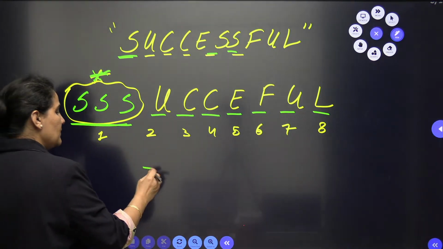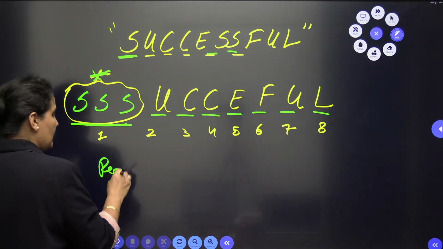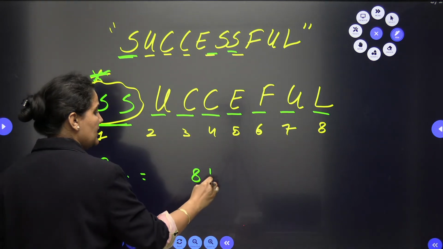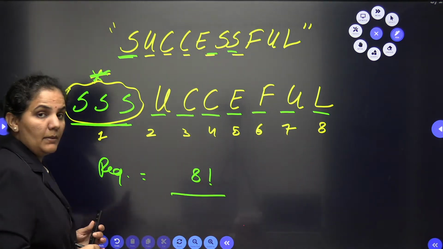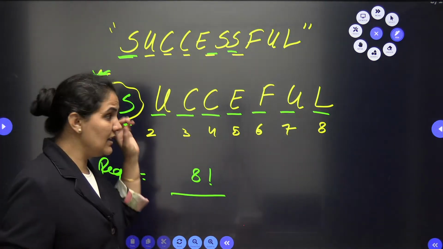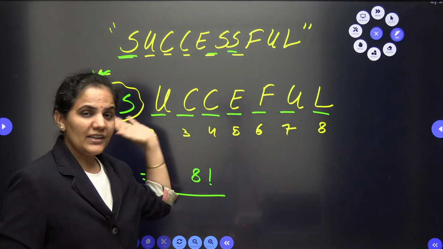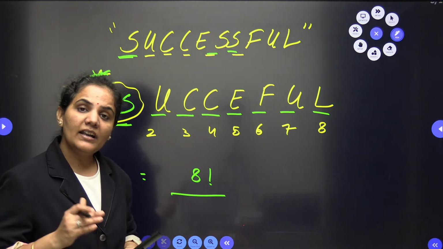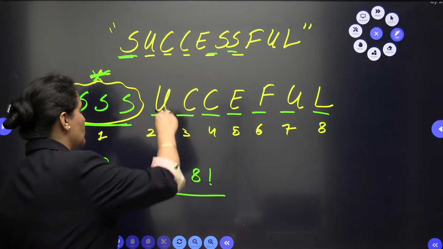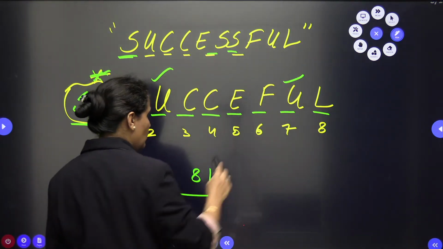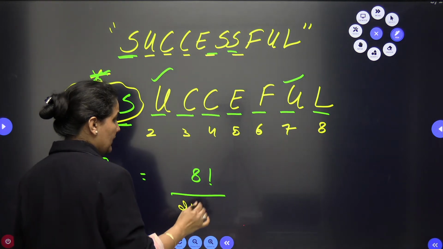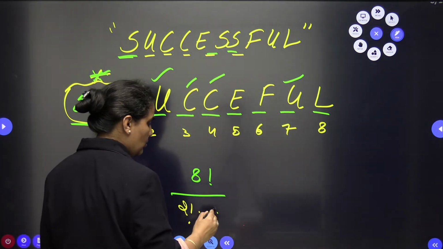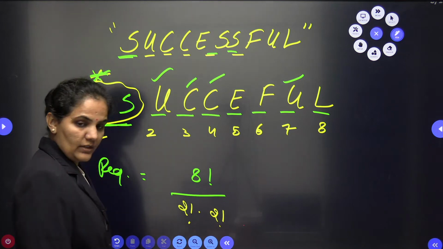So the required number of arrangements will be 8 factorial divided by, as here we can see, I am not talking about this one, here we can see the outer alphabets or outer letters, we are having some repetition of letters also. So I can see U is repeating 2 times, so divided by 2 factorial. C is also repeating 2 times, so divided by 2 factorial also.